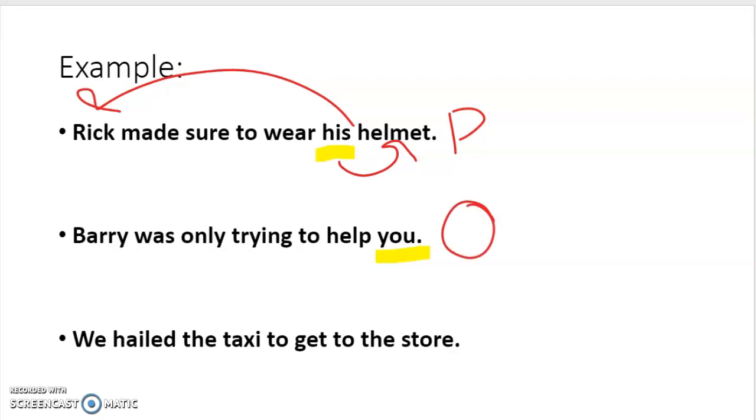And last but not least, we hailed the taxi to get to the store. Where's our pronoun? We. Now, is this the subject of the sentence? Is it subjective? Is it the predicate of the sentence? Objective? Or is it possessive? Well, it's in the beginning of our sentence, so it is subjective, okay? So just find that pronoun and see where it's located in the sentence or what its purpose is, and then you will be able to identify the type of pronoun it is, okay?